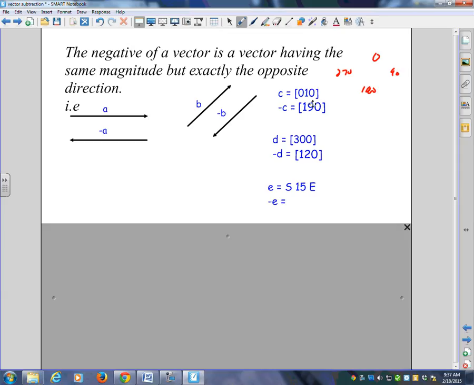It's actually easier than these ones when I show you. What do you think, Cole? South 15 east. Instead of going south first, you go?